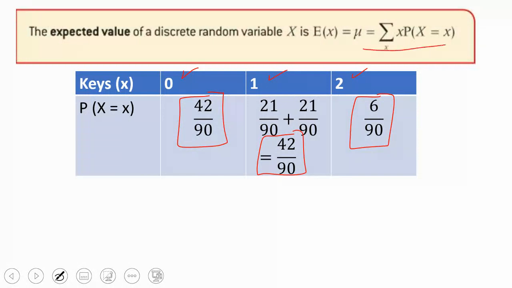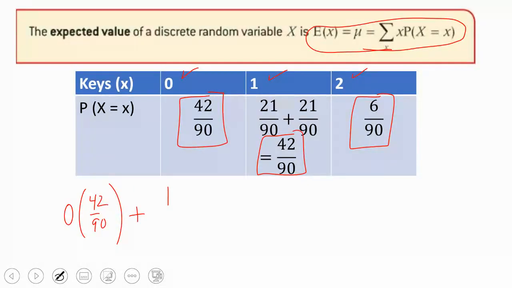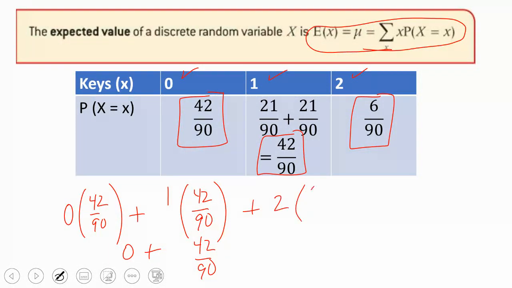So if I want to find the total expected value of keys, I made my table, I would take 0 times 42 out of 90. That's going to be 0. Plus 1 times 42 out of 90, which is going to be 42 out of 90. Plus 2 times 6 out of 90, which is 12 90ths. So my total expected number of keys, if I draw twice, is 54 out of 90.